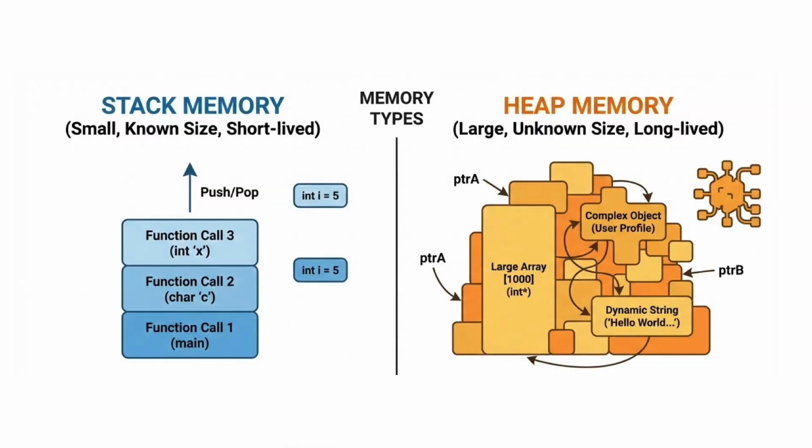So, when should you use the stack and when the heap? Use the stack for local variables with known sizes, data that only needs to exist for the duration of a function call. It is simpler, faster, and automatically managed. Use the heap for large data structures like objects or arrays whose size you don't know at compile time, and data that needs to persist beyond the function that created it. But remember, with the heap, you are the janitor. You allocate, you free.